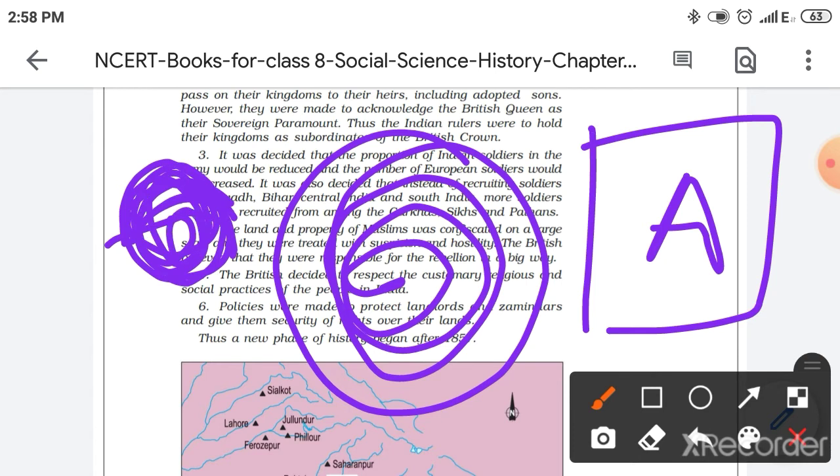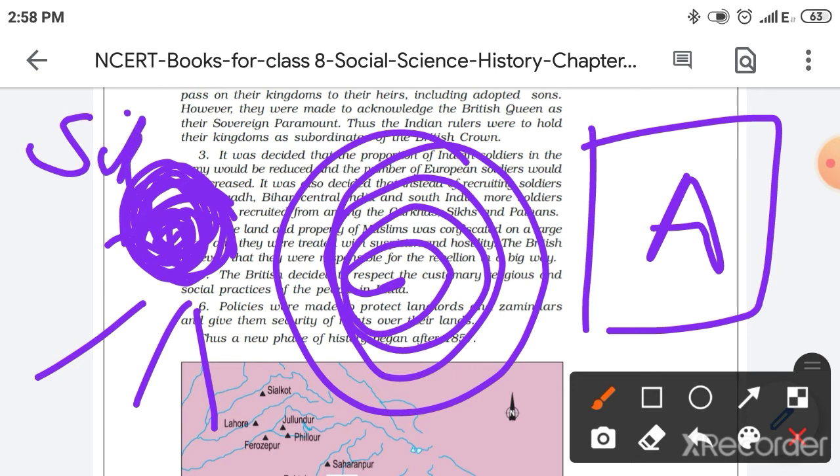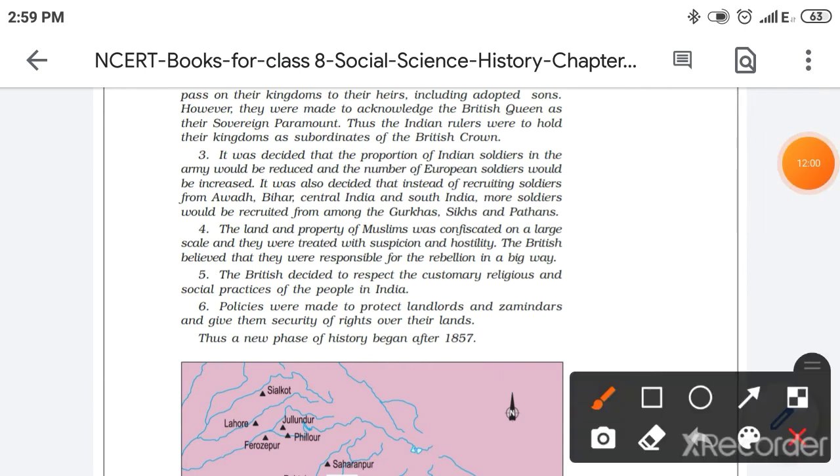Now these few people were also being selected by the Britishers, so that they should not belong to Bihar, Central India or South India. These soldiers won't come from these parts of India. They will come from the tribal parts of India: the Sikhs, the Pathans, and the Gurkhas. Remember these three tribes, it is mentioned here as well. Only Indians from these three tribes were allowed in the army.